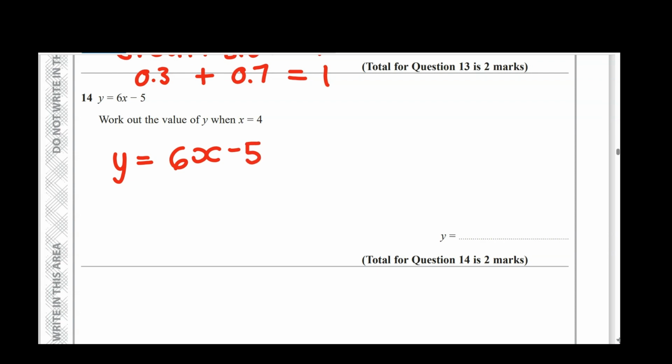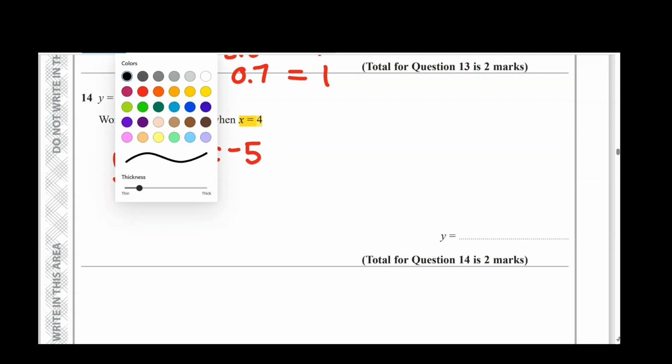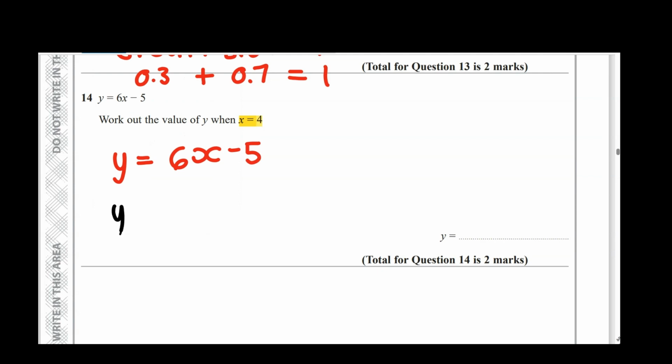And they want us to solve for y when x is 4. So this is a really nice question when they give you one like this. When x is 4, all you've got to do is wherever you see x, you're going to put a 4 instead. So in this case, we are going to have y is equal to 6 times 4. Because they don't put it there, but actually 6x is 6 times 4. So 6 times 4 minus 5.